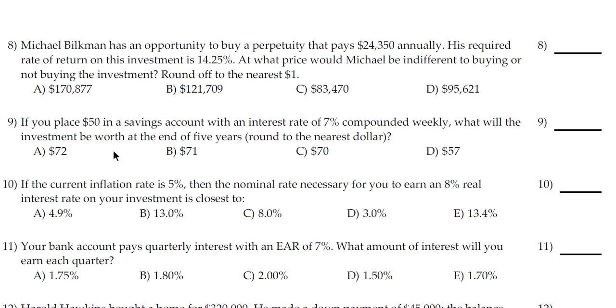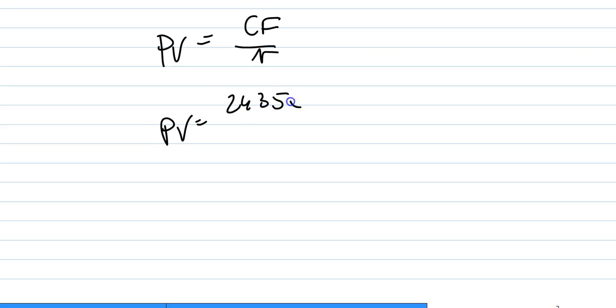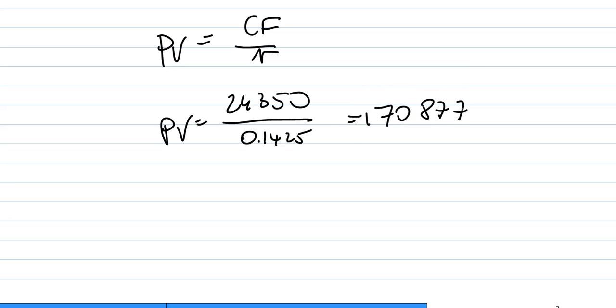Alright, so basically we have to figure out the present value of this investment. So let's give it a try. The present value of a perpetuity is the first cash flow divided by the discount rate. In this case we have 24,350 divided by 14.25%, and that gives us a present value of 170,877. So a very quick and easy question.